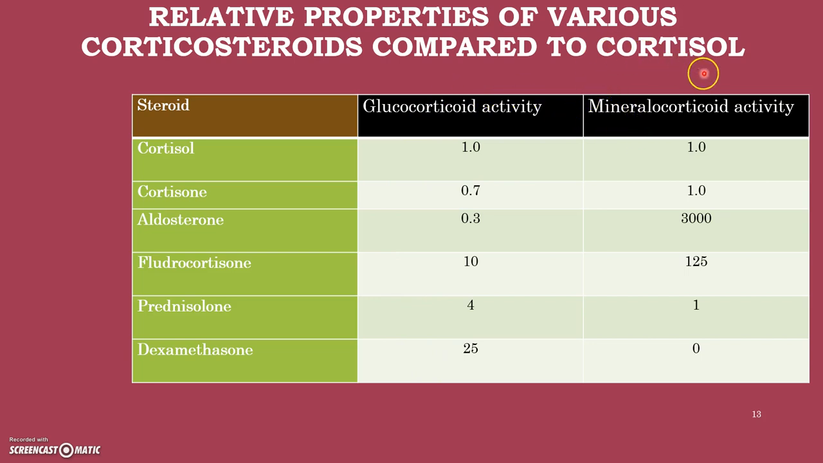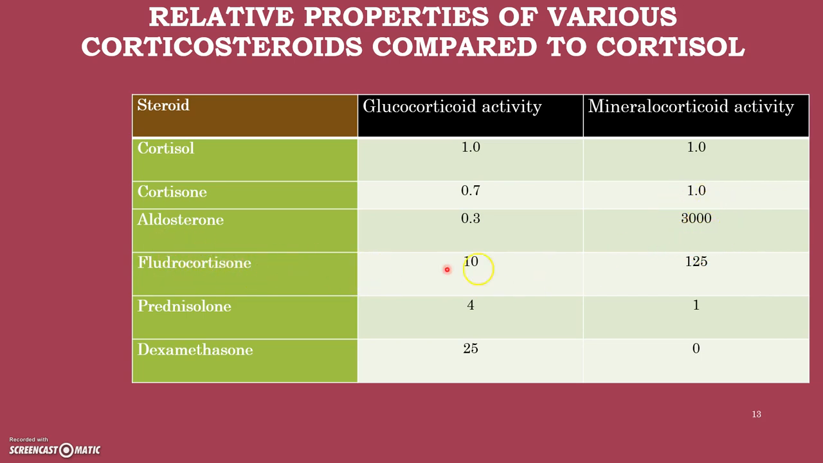So these are the relative properties of various corticosteroids when you compare them to cortisol. You can see that cortisol has a very balanced glucocorticoid to mineralocorticoid activity. As you probably still remember, glucocorticoid activity is for carbohydrate, protein, fat metabolism, and also anti-inflammatory effects, whereas mineralocorticoid is for the sodium and water retention effects. Cortisone also is quite balanced between glucocorticoid and mineralocorticoid activity. Aldosterone is mainly mineralocorticoid activity.